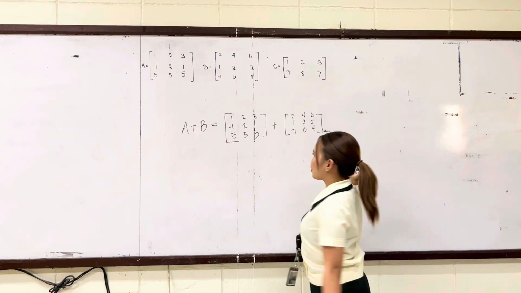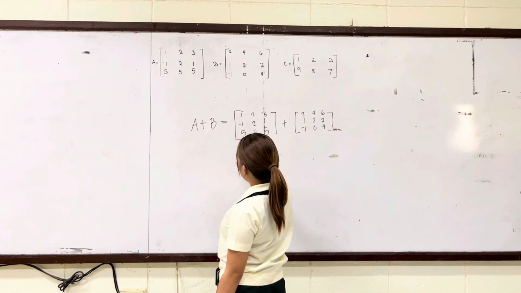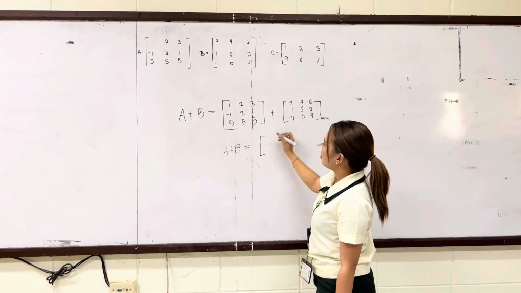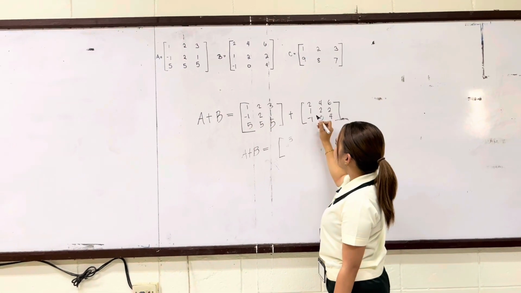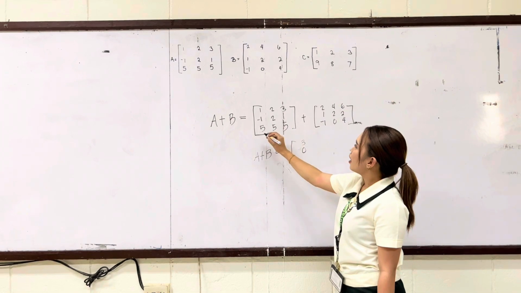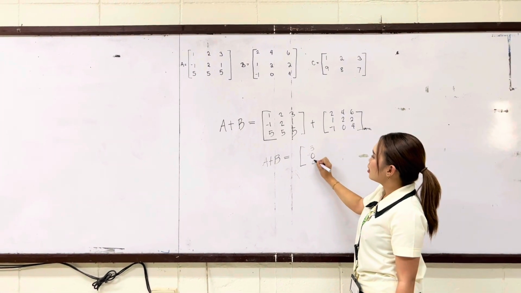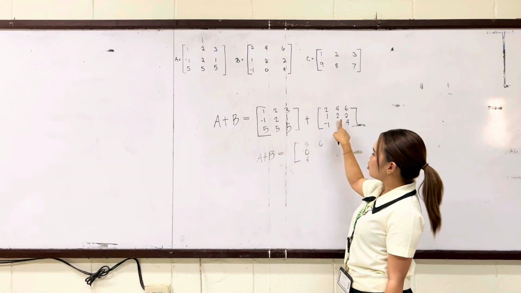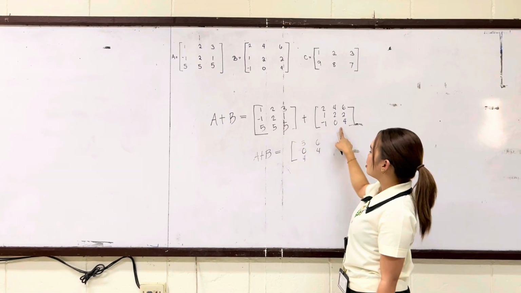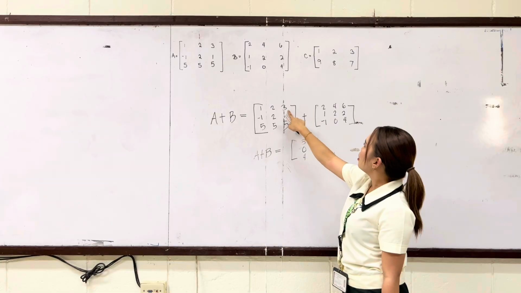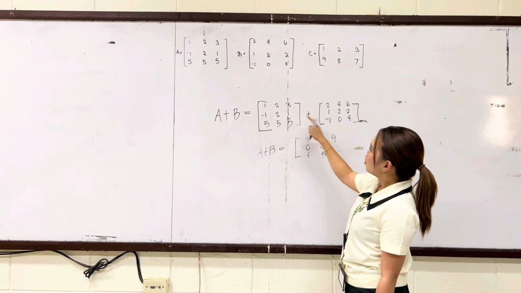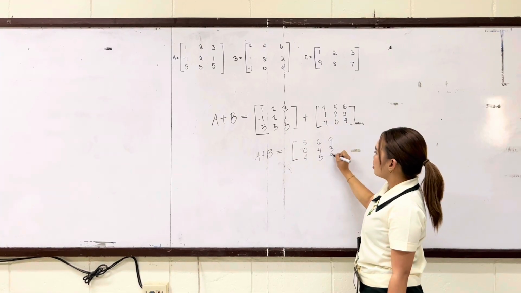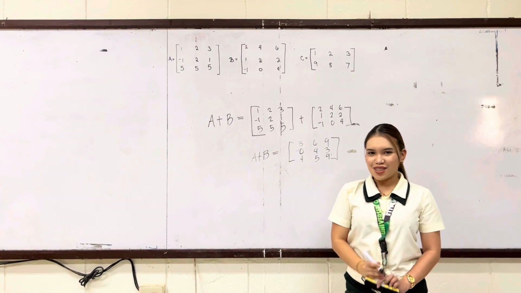Let's add them together. So A plus B is equal to 1 plus 2 is equal to 3, negative 1 plus 1 is 0, 5 plus negative 1 is positive 4, 2 plus 4 is 6, 2 plus 2, 4, 5 plus 0, 5, 3 plus 6, 9, 1 plus 2, 3, and 5 plus 4 is equal to 9. And that is the final answer.